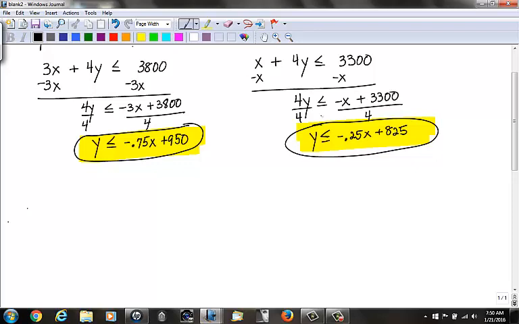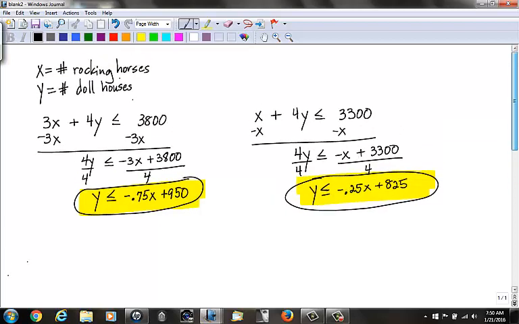Go back up to that second sentence. The warehouse can hold supplies to make at most 600 rocking horses. At most means you can't go over that, right? So at most 600 rocking horses. And the rocking horses were the x value. So how would I graph that?